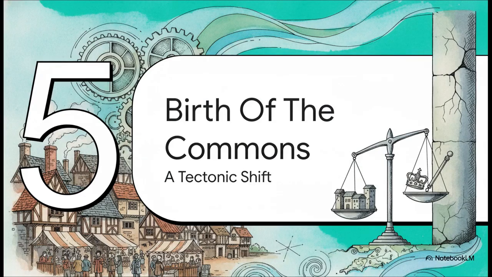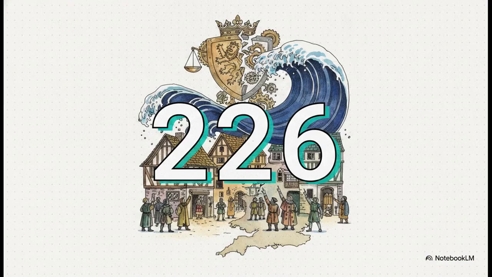However, despite setbacks in specific towns like Reading, the overall movement happening across England was completely unstoppable. And that brings us to Section 5, the birth of the Commons, a tectonic shift. Take a good look at this number, 226. I know it might not look like much on its own, but this number actually represents a massive, tectonic shift in power that the middle class achieved in national politics by the end of the Middle Ages.